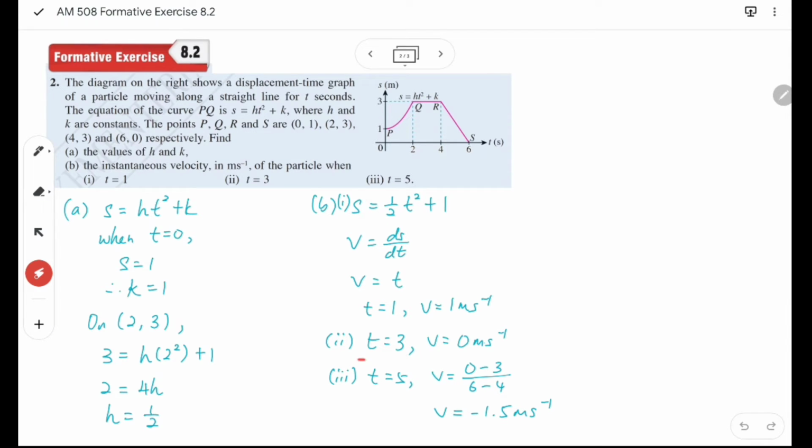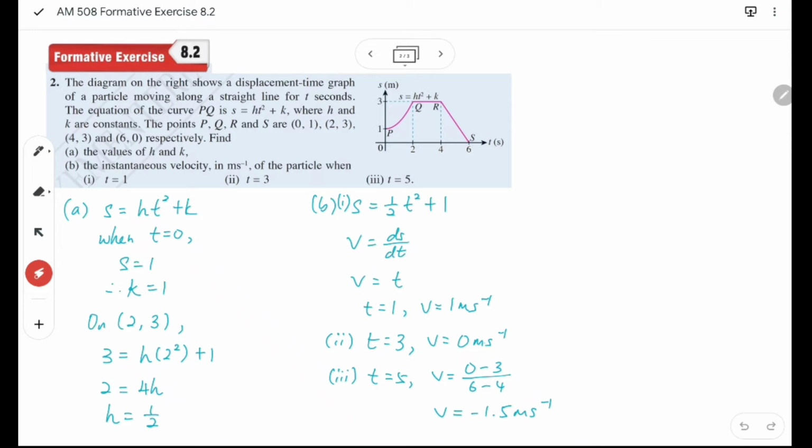Therefore, we know when t equals 3, v equals 0, it is stopped at the instant when t equals 3. In fact, we can look from the graph, right? The particle remains at 3 meters from the 2nd second up to the 4th second. So all this while, it is not moving. It is remaining at a displacement of 3 meters away from the fixed point O.